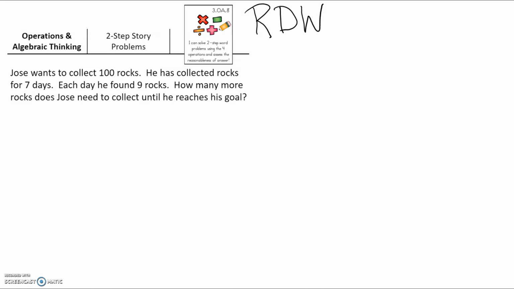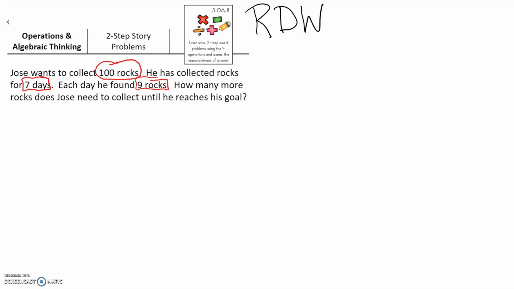So, Jose wants to collect 100 rocks, and I like to circle numbers when I see them. So there's 100, and I circle that label so I know what the 100 represents. In this case, it's rocks. He has collected rocks for another number, for 7 days. Each day he found 9 rocks. How many more rocks does Jose need to collect until he reaches his goal?